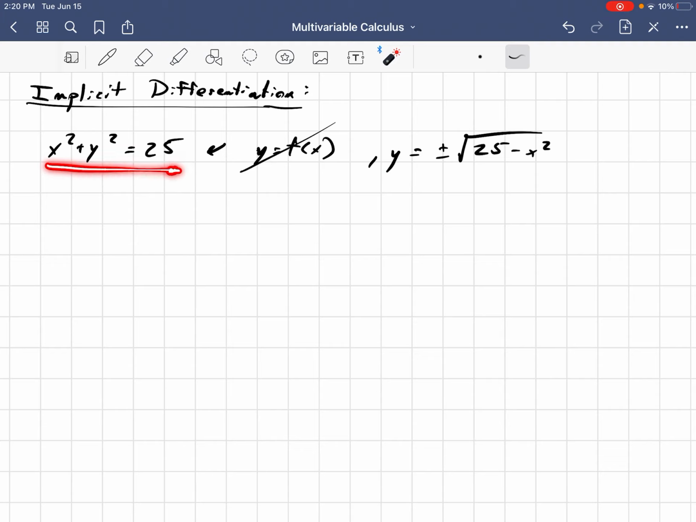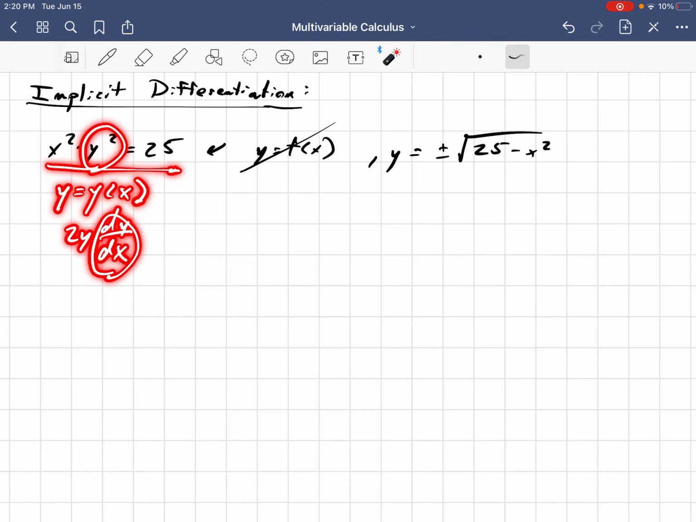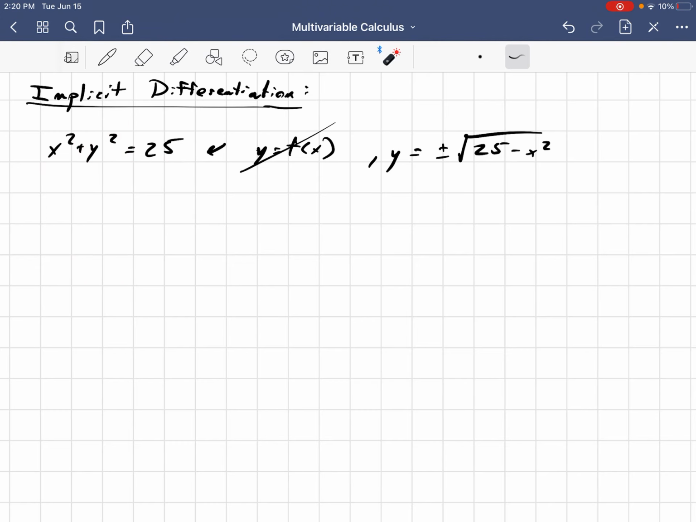And so on the one hand, you can differentiate this to get dy over dx, or you can differentiate this and use the fact that y is a function of x, and then when you differentiate that, you get 2y dy/dx, and you can solve for dy over dx algebraically there. So that's all review from Calculus 1.